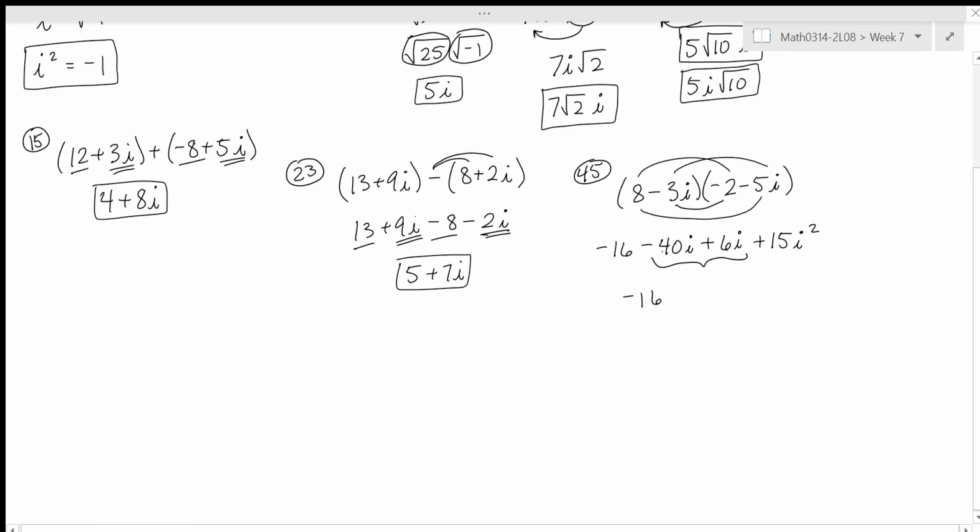All right, so here we go. What is negative 40i plus 6i? And that's going to be plus 15, but that is indicated to be multiplied by negative 1. Right? It was 15 times i squared, so now it's 15 times negative 1, which is going to turn that into negative 15, which will go with negative 16 and make negative 31.